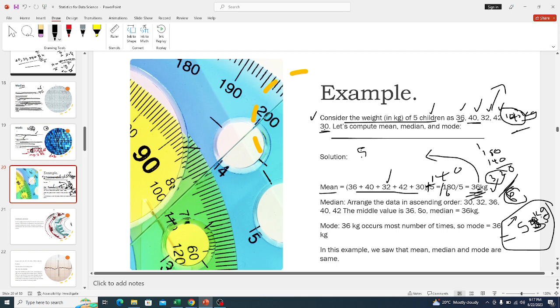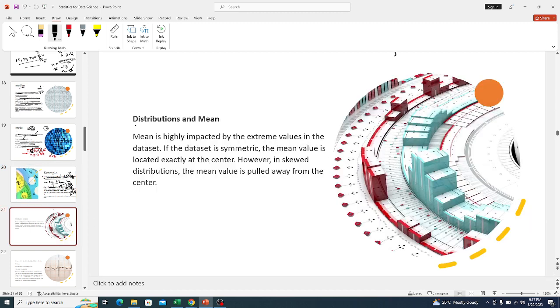Like let's say within these children, we also have a child weighing 5 kgs. So you can see we'll have our mean shift to the lowest value in our set. So this is a major drawback of the mean. That is, mean is highly affected by outliers. So, distribution and mean. Mean is highly impacted by extreme values in the data set.